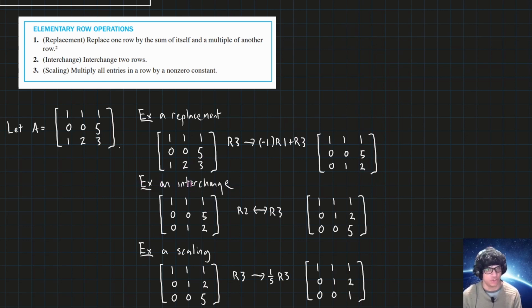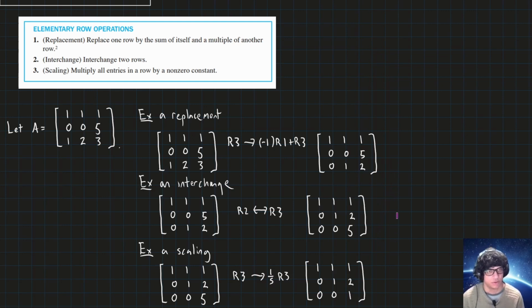Another operation is an interchange, which is swapping two rows. From this matrix here, I want to swap row 2 and row 3, and this is the result. And then there's scaling, which is when you multiply every entry in a row by some non-zero constant. Here we're multiplying row 3 by 1/5, and this is the result.